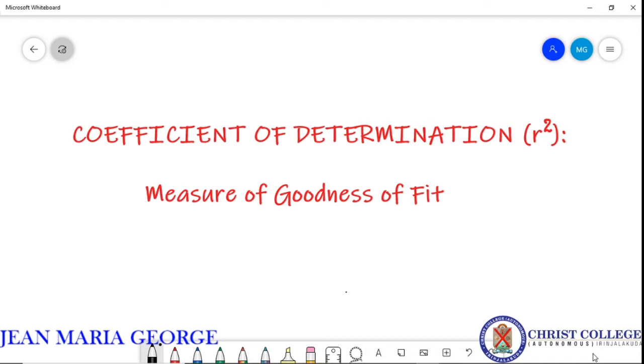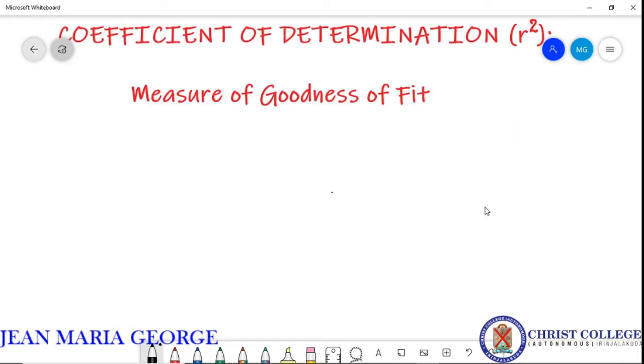And this R square shows the percentage of total variation in y, that is the dependent variable, that can be explained by the independent variables x. So how far the change in y can be explained by the x's, which are the independent variables. So this is shown by the R square value.